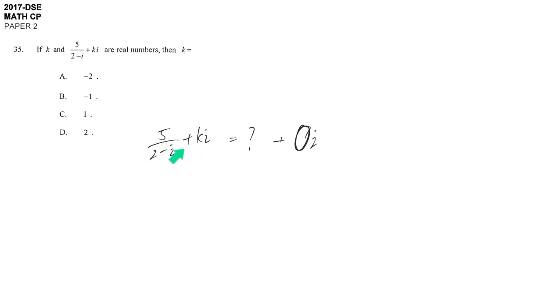So what we are going to do is change this format. I can't accept i in the denominator. And then I'm going to separate the real part and the imaginary part. Because they say it's a real number, we can say the imaginary part is equal to 0. That's why we can find out the value of k.